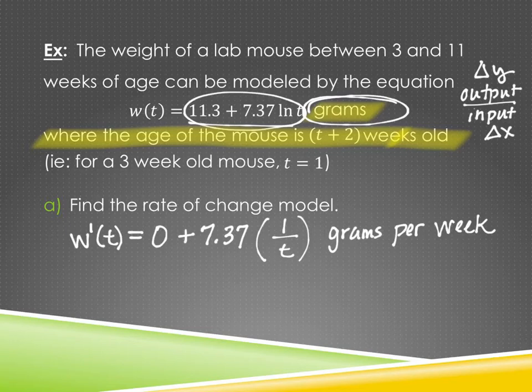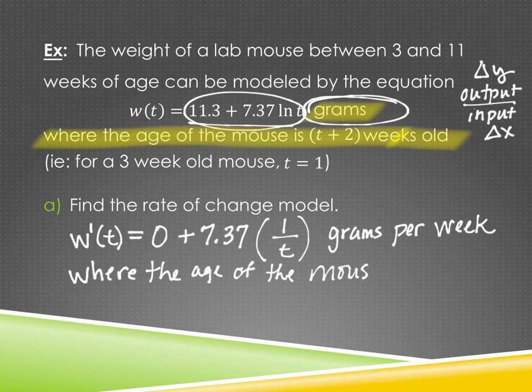And then everything else is exactly the same. Where T is the age, I read that wrong. Where the age of the mouse is T plus 2 weeks old. You don't necessarily have to write the part in parentheses.